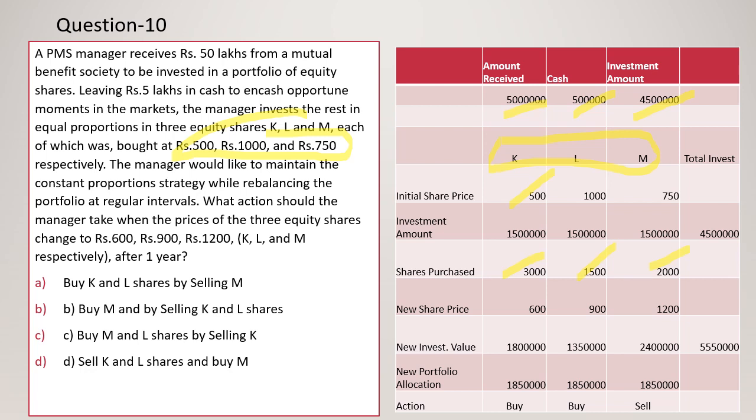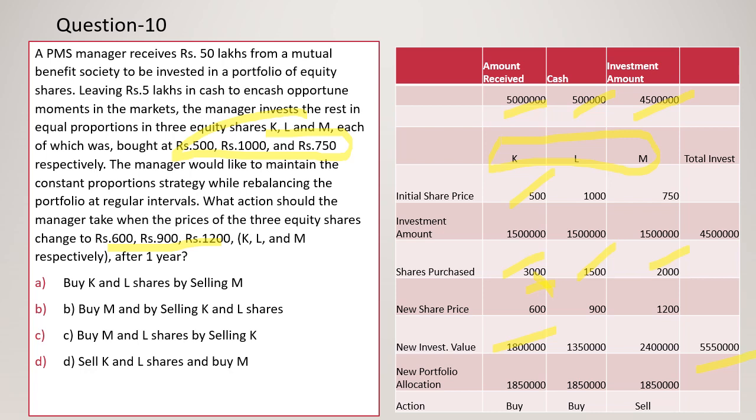Now the share prices after 1 year changed to 600, 900 and 1,200, right? That's what we have put here, 600, 900, 1,200. Now when you have bought 3,000 shares and the price is 600 after 1 year, okay, then your investment value is 18 lakhs, which is nothing but multiplication between the two values. So you can just put a multiplication sign here and achieve it, right? Then you have 1,500 into 900, which is 13 lakh 50,000, and 2,000 into 1,200, which is 24 lakhs. So what is the total value of investment? It is 55 lakh 50,000. That's what it is, right?